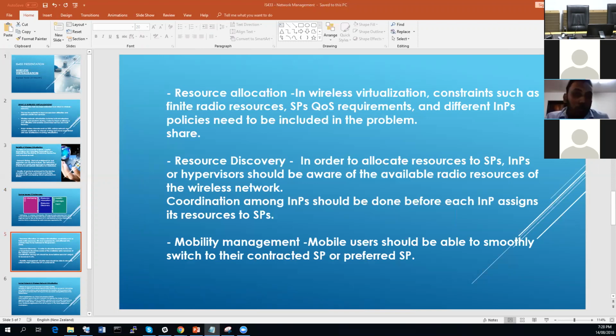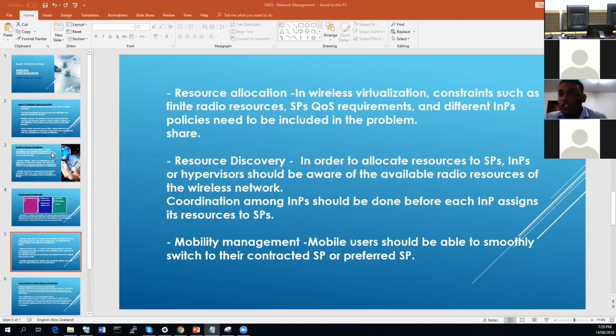There's also mobility management. Mobile users should be able to smoothly switch to their contracted service provider or a preferred service provider. A better scenario would be that users might access any service provider, either offering the best quality of service or the lowest cost in terms of geographic locations.